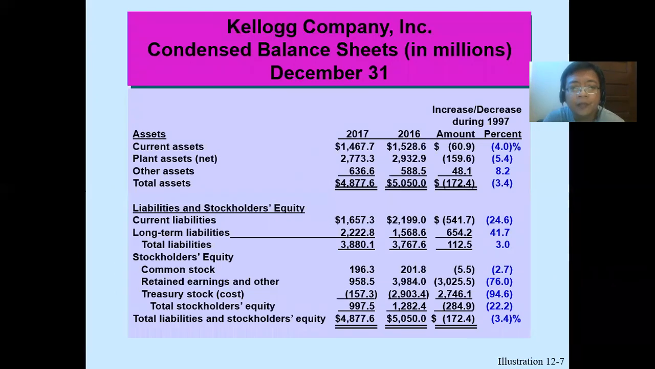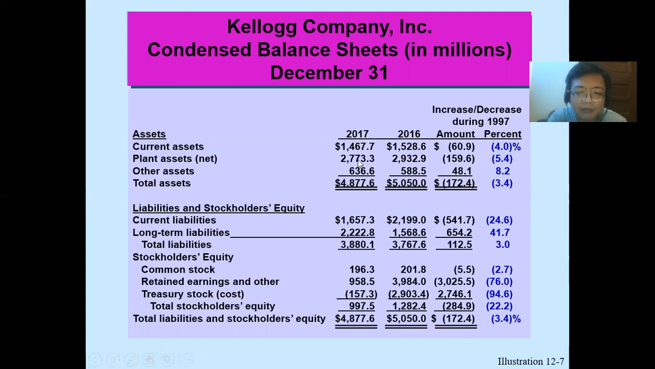Okay. Kellogg Company, for example. You have current assets, plant assets, other assets. So here, what is the formula again? Current year minus base year divided by base year. Current assets here, you have 60.9 by subtracting 1.4 to 1.5, so it is negative. If it is negative in terms of amount, of course, your percentage should also be negative. It cannot be that the amount is negative and the percentage is positive. Meaning, you have 4.0% decrease from 2016 to 2017.